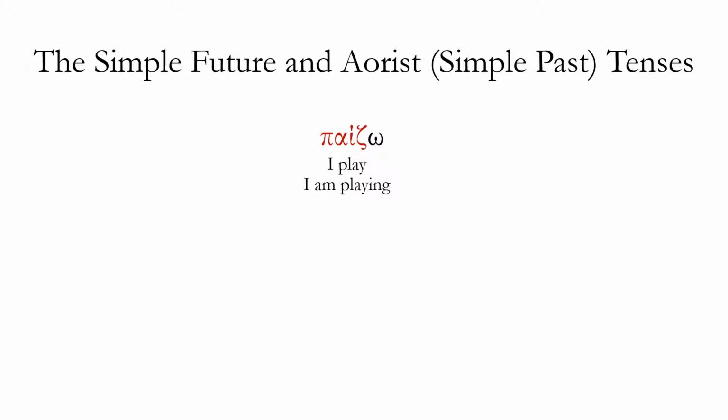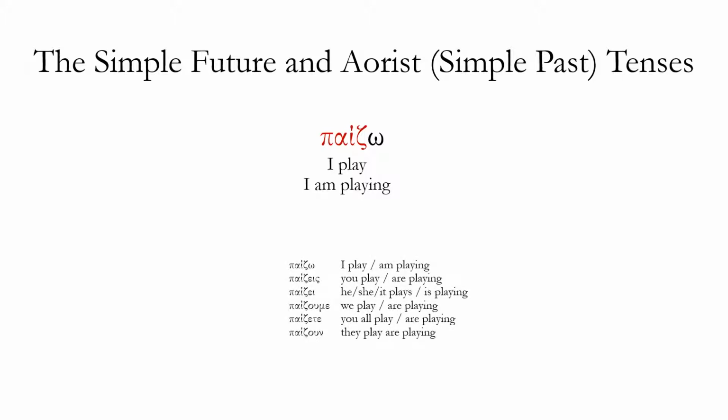Now if we want to say I will play, we need to change the consonant, the last consonant sound before the omega. So pez will become pex. And that makes all the difference because now instead of saying I will be playing at some point in the future, maybe tomorrow at 5:30 I will be playing, now we're talking about something that is probably going to happen once and it's probably going to be finished. Okay?